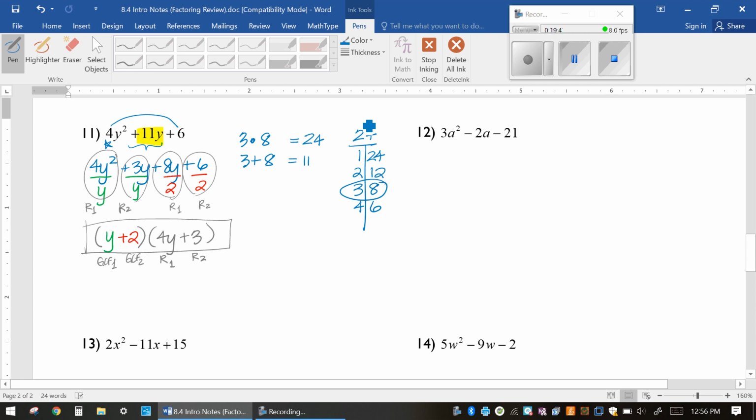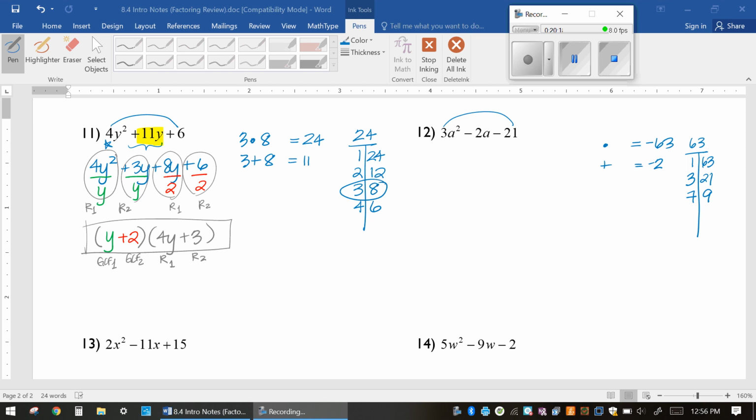Okay, does number 12 have a GCF? Pause the video, take a minute, and see if 12 has a GCF. It does not. But it is a quadratic trinomial, so I need to find two numbers that multiply to 63 and add to -2. Take a minute, pause the video, and give me all the factors of 63.